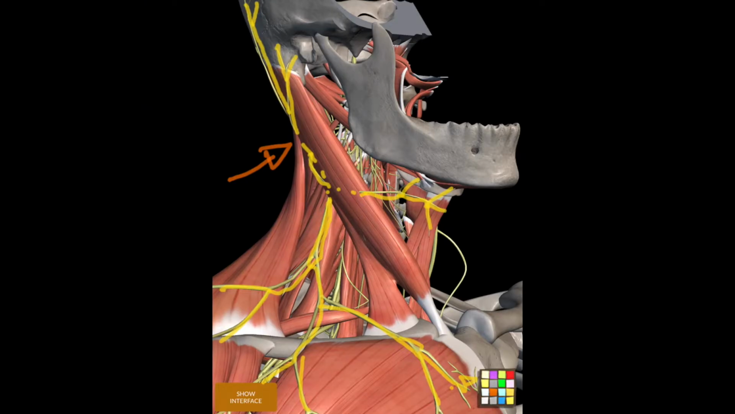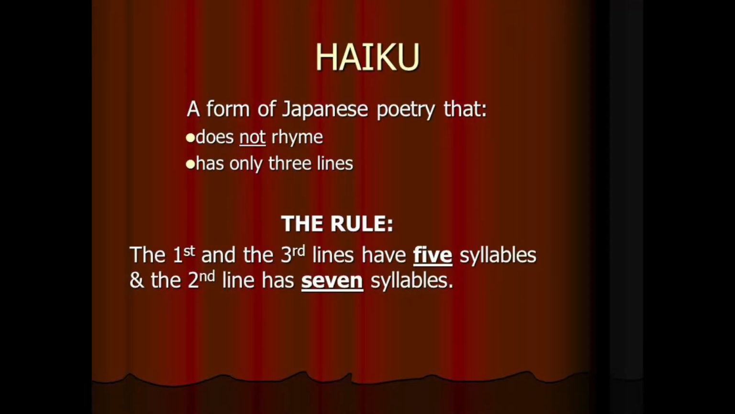Now these names, lesser occipital, greater auricular, transverse cervical, supraclavicular, can be remembered because they rhyme and make up a nice ditty. One of my students even suggested that it sounded like a haiku, except I looked up the rules for a haiku and it doesn't meet any of them, so yeah, nah.